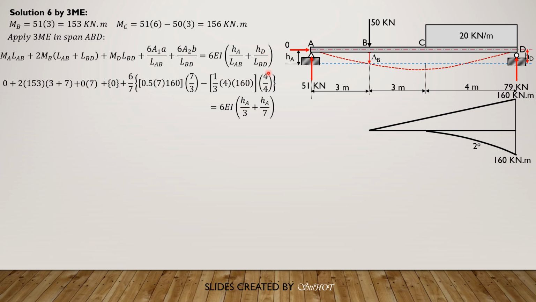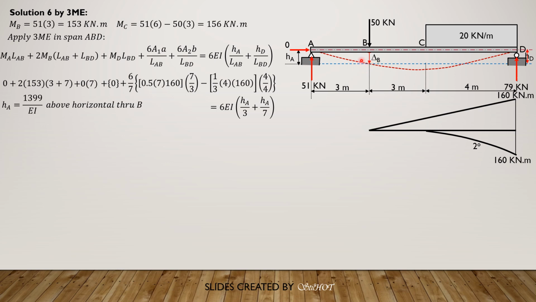because HA equals HD, because they are reckoned from the horizontal line through B, and A and B are supports that do not move. So that's why HA equals HD. So I'll replace HD with HA. Then solving for HA, HA is positive 1399 over EI above, because it is above the horizontal line through B.